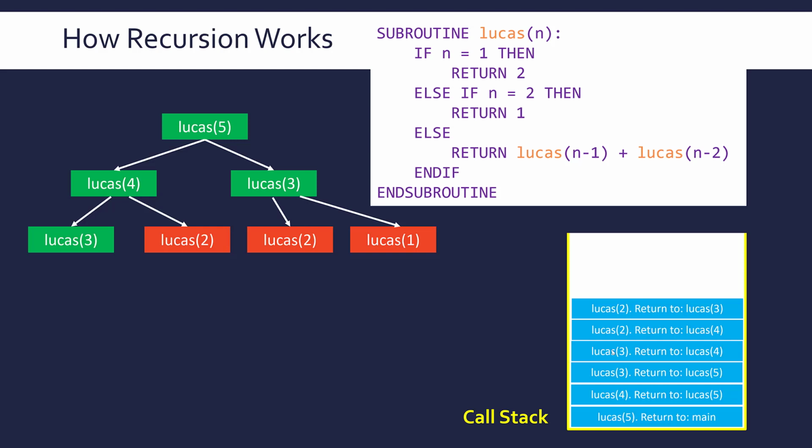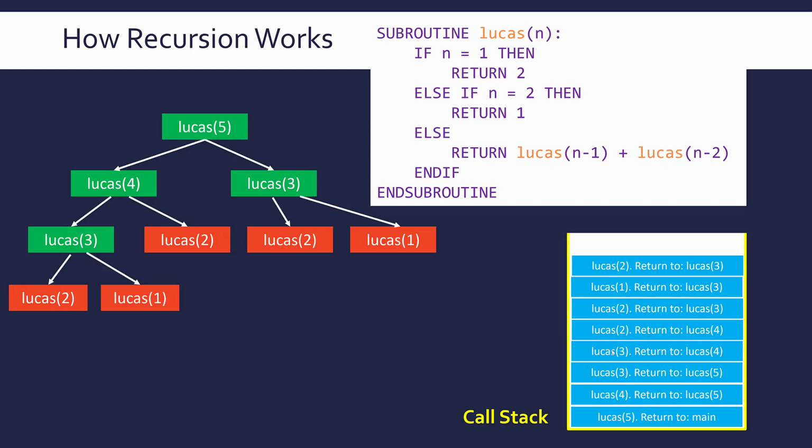Now we keep going with Lucas 3 because it hasn't finished yet. We get Lucas 2 and then Lucas 1 is our last subroutine call because we've hit our base case in every branch of what has become a tree. Now, like I say, in reality, it might unwind a little bit earlier depending on what the approach is, but the general situation is it will go all the way down to the bottom until we reach our base cases in every branch of it.